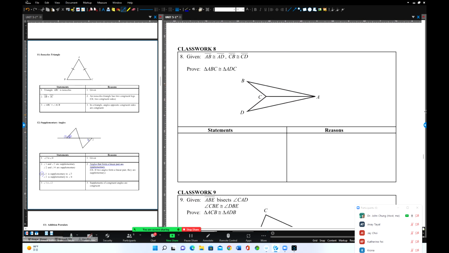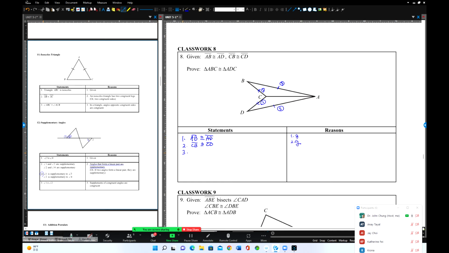We have this one. AB, AD, that's given. AB congruent AD. Mark it on the figure, okay? That's one side already. We're done. The second one is what? CB congruent CD. This is already one side. It's done.